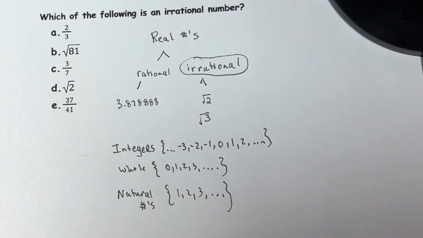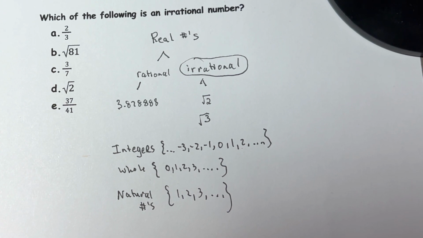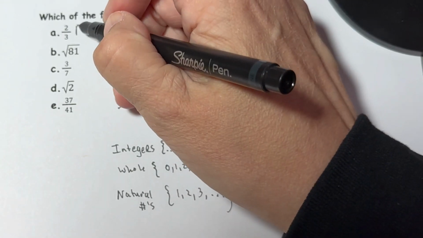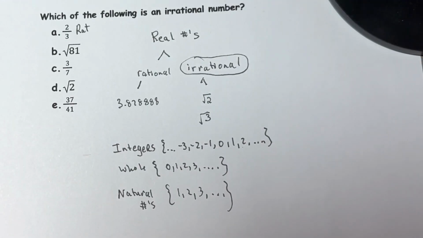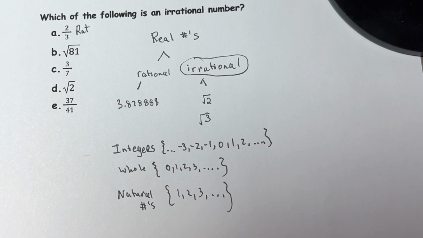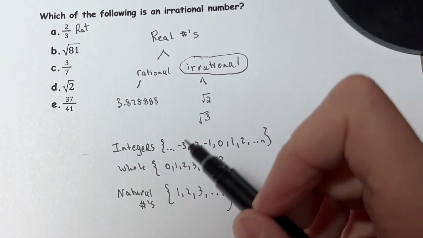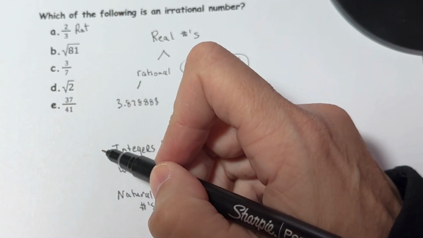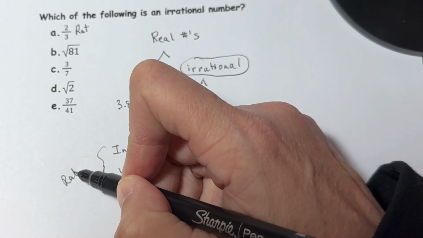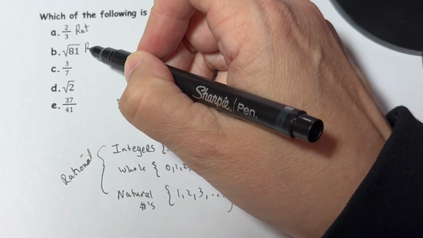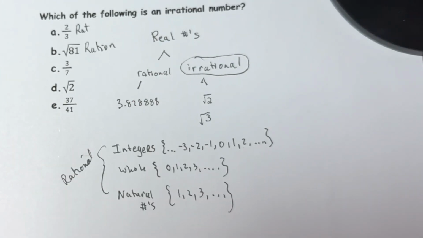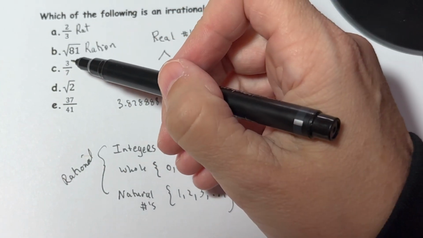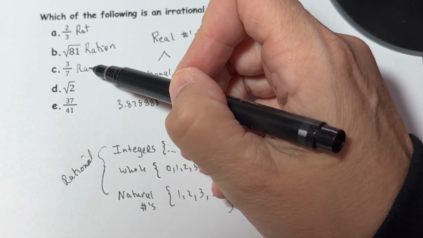All right, so when I look at answer A, I got 2 over 3. Well, 2 and 3 are both integers. And if you were to take 2 divided by 3, it would be 0.6 repeating. It repeats, it's rational. The square root of 81. Well, the square root of 81 is 9. 9 is rational. These are all rational. So it's rational. 3 divided by 7, it's reduced down to an integer over an integer, it's rational.